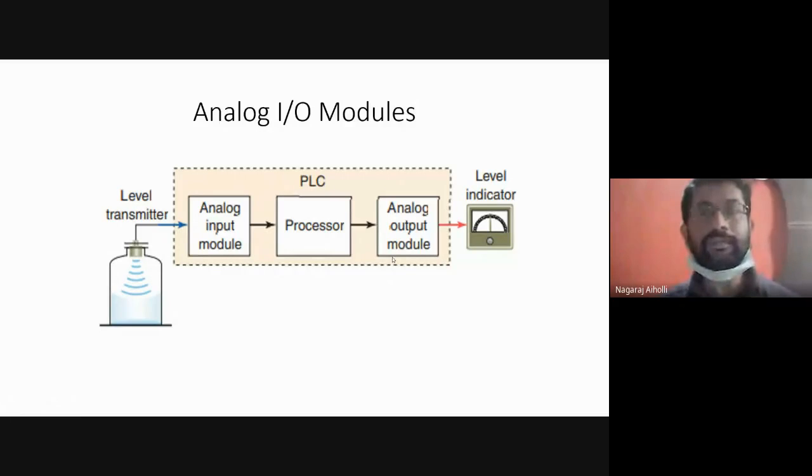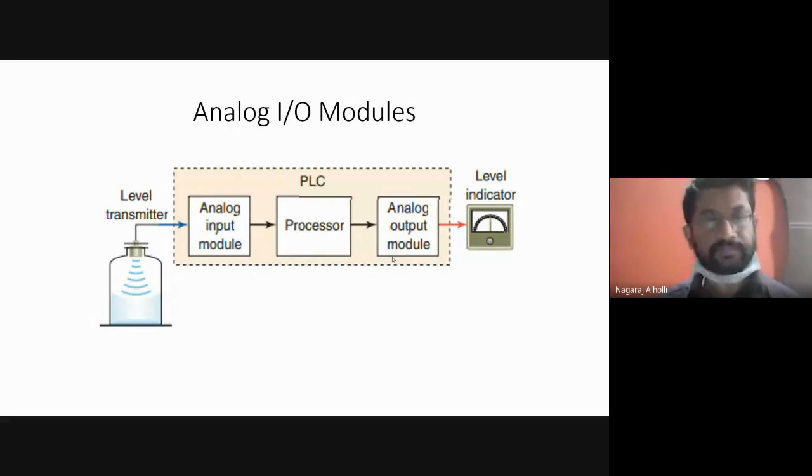Is the function of this analog IO module clear here? Yes, students. Any doubts on this? Yes, please. Students, any doubts on this analog IO module? Sir, are you able to hear me? Clear, right? Okay, fine.